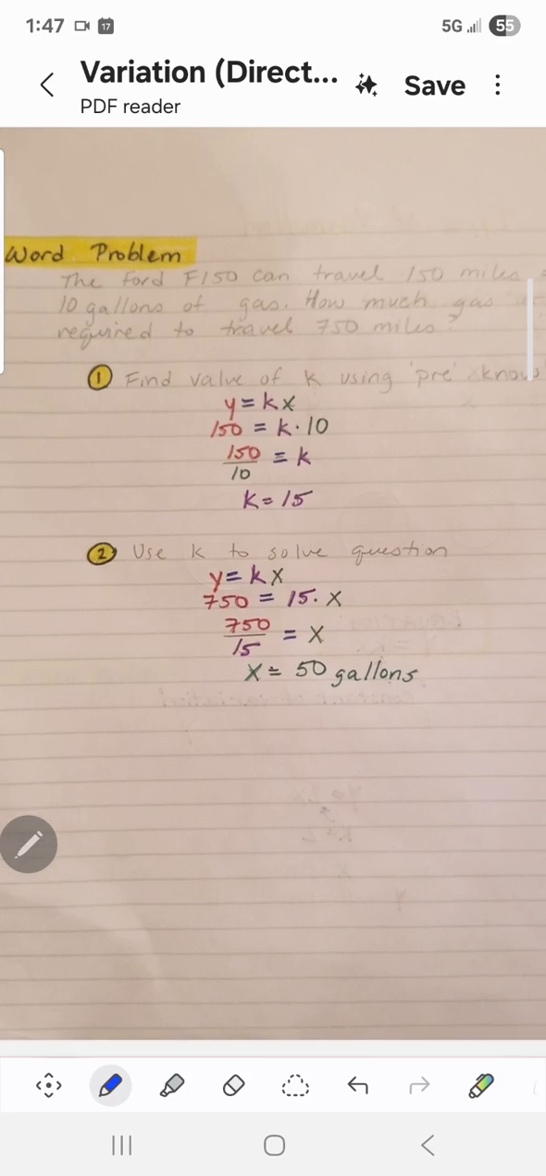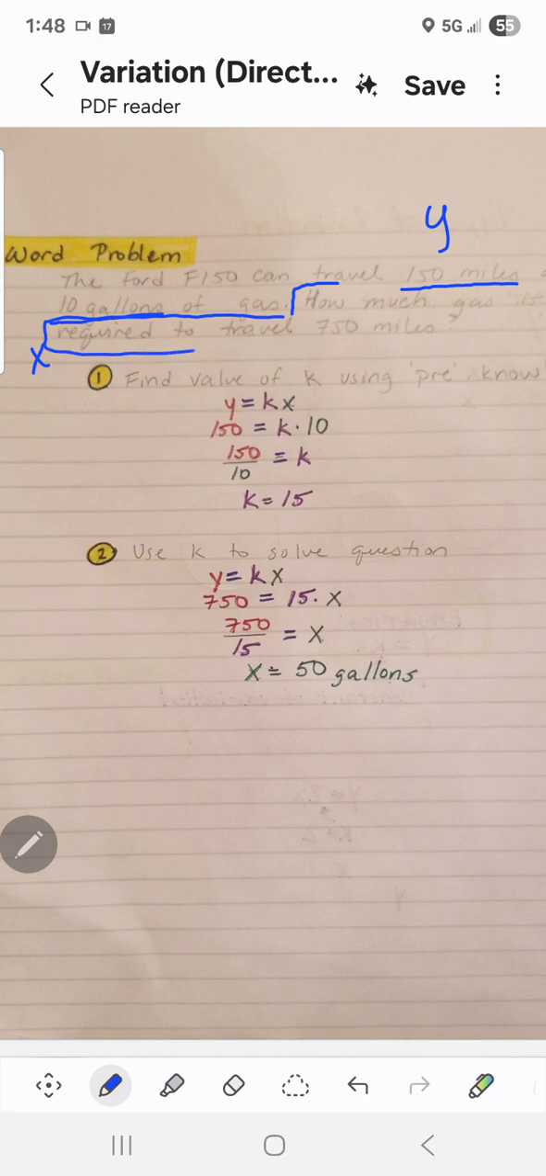The Ford F-150 can travel 150 miles on 10 gallons of gas. How much gas is required to travel 750? So you see how the first part of the first sentence tells you pieces of information, and the second piece tells you the question to figure out. So we've got to figure this out.